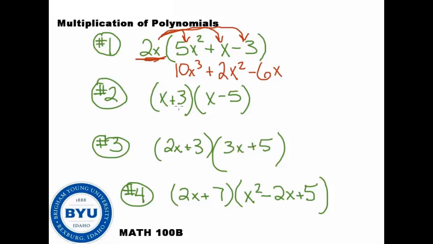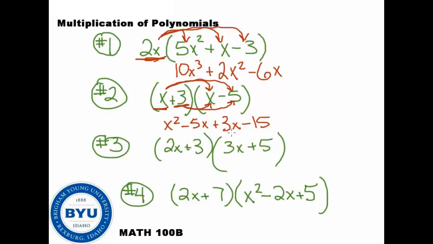Okay, good. Here we have a super distribution. We're going to take the x and times it to everything inside. So x times x is x squared. And x times negative 5 is negative 5x. Now I'm going to move on to the next value. And so 3 times x is 3x. And then 3 times negative 5, which is negative 15.